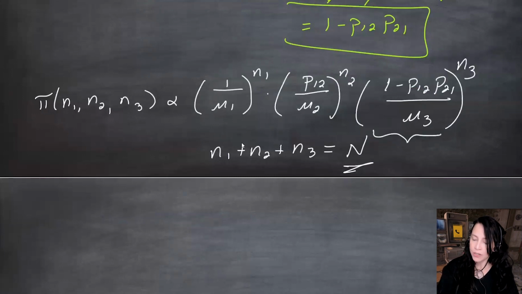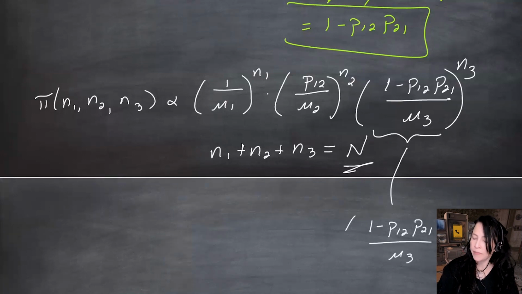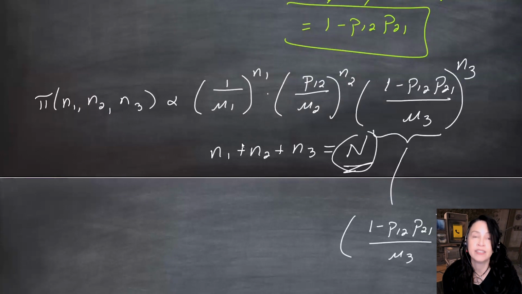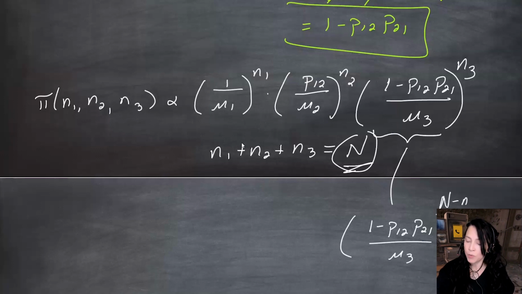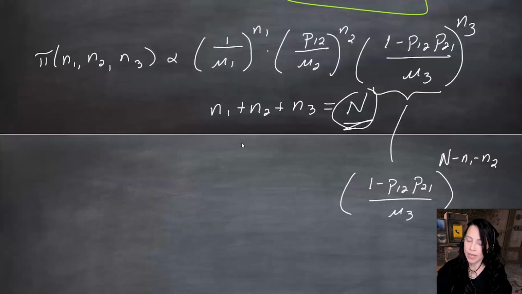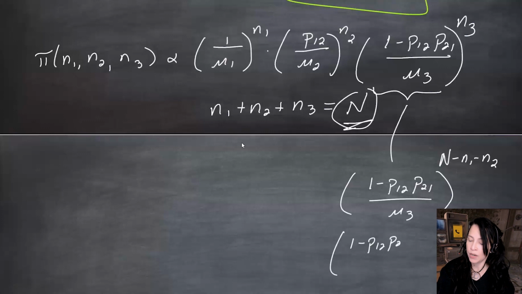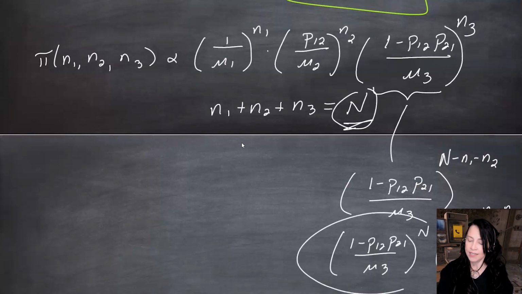One thing I can do is kind of simplify everything. If I write this last term as 1 minus P12, P21 over, let me back up. If you have an actual value of n, you can find the constant by brute force. You can sum up all these values and get a constant and then divide the whole thing by that constant. But I can also write n3 as n minus n1 minus n2. And then I can break that into 1 minus P12, P21 over mu3 to the n, and then that whole thing again to the minus n1 minus n2. And this is a constant. So I can drop it because I'm missing constants anyway. So why hang on to other constants?